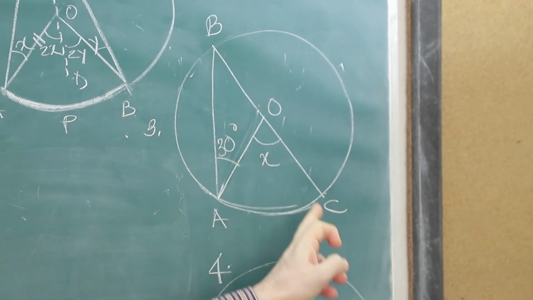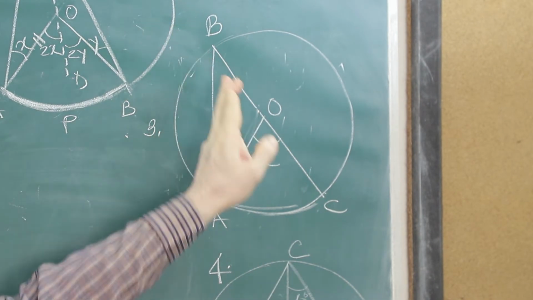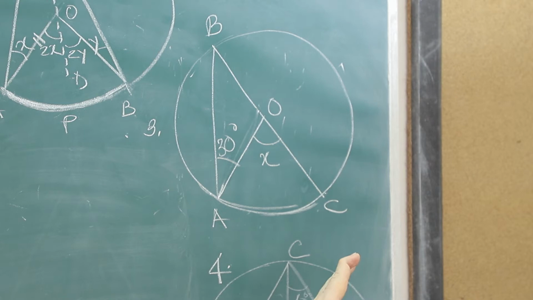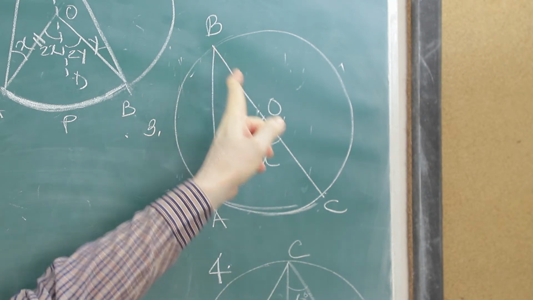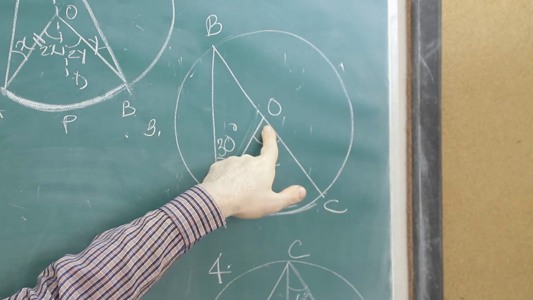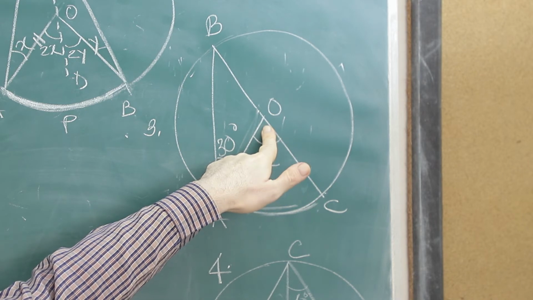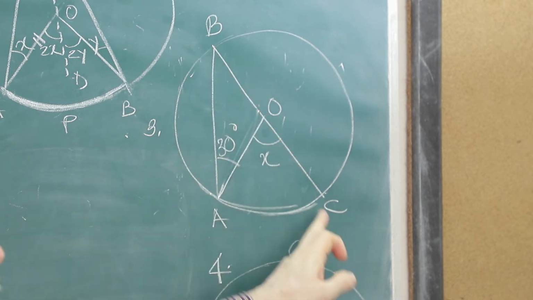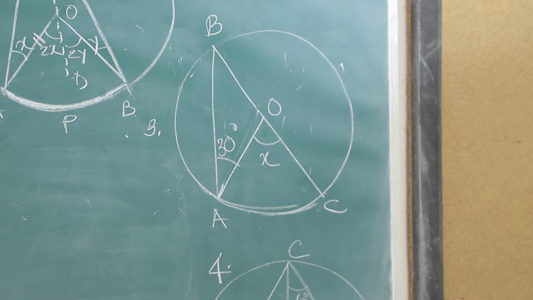In the third figure, notice that he has given you a diameter actually. The biggest chord of the circle is the diameter. This BOC is passing through the center. O is always representing the center of the circle. BOC is a diameter. Any chord which passes through the center is called a diameter. It is called the biggest chord of the circle.